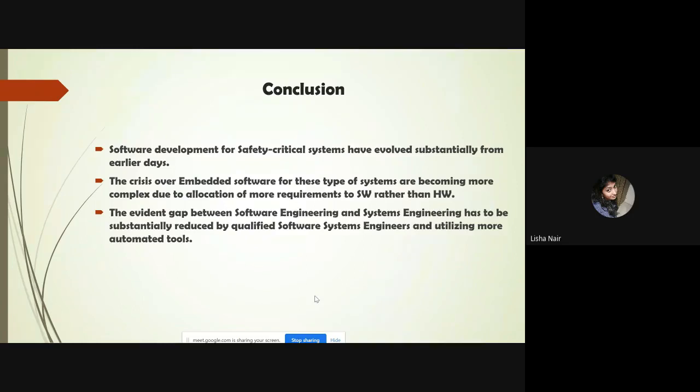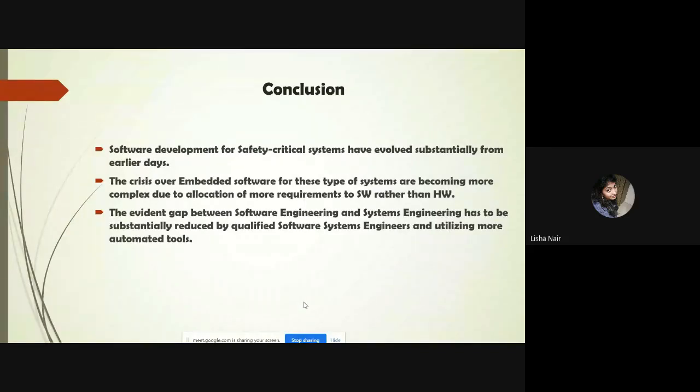Like it's way more developed than in the earlier days. We are evolving into better systems. So we are bringing a lot of embedded systems into our real lives. So yeah, that is about the safety critical system.